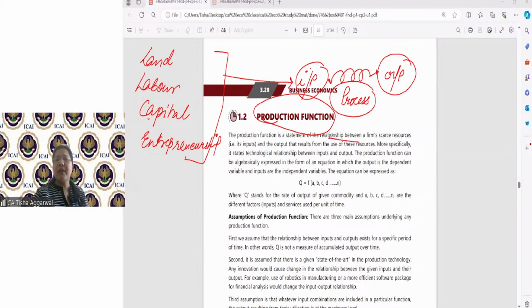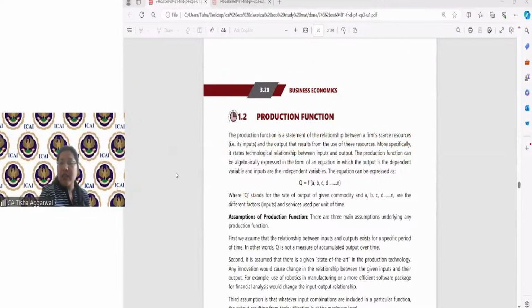So the relationship between the scarce resources, that is the inputs, yielding the output, is what is known as the production function. The production function is the quantity, which is the functional relationship of A, B, C, D to N. And A, B, C, D to N basically means that we have 4 major factors: land, labor, capital, and entrepreneurship. Whenever we talk about land, labor, capital, and entrepreneurship, this assumption is what is going to yield you the production function.